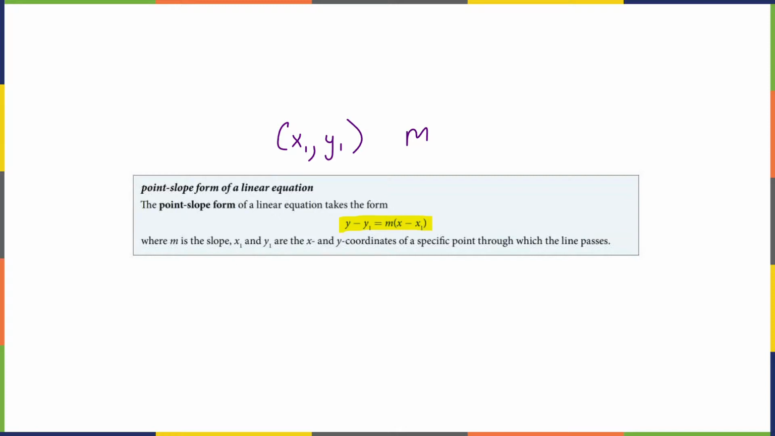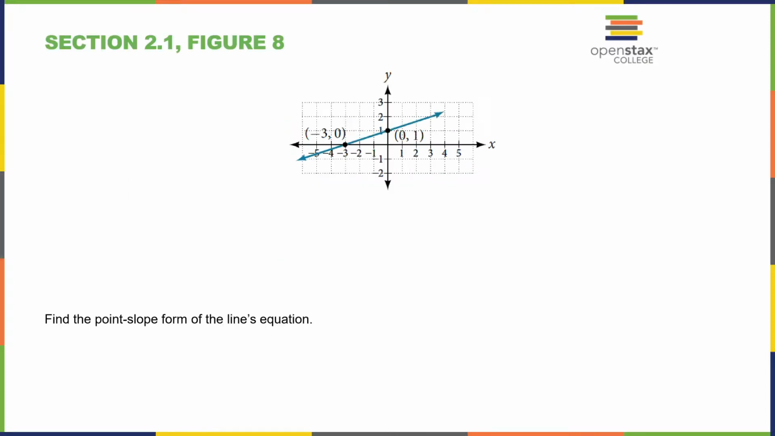And this is really handy because it's really quick to put it into this format. If you ever need to switch from this format to slope-intercept form, it's also very easy to do that as well. So let's take a look at this example. I can see I have two different points. I can pick whichever one I like. I'll pick -3, 0. And then I also need to know its slope in order to put it into point-slope form. So I can see my rise is 1 and my run is 3. So my slope is 1/3.